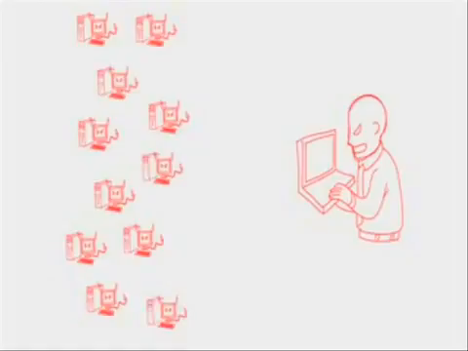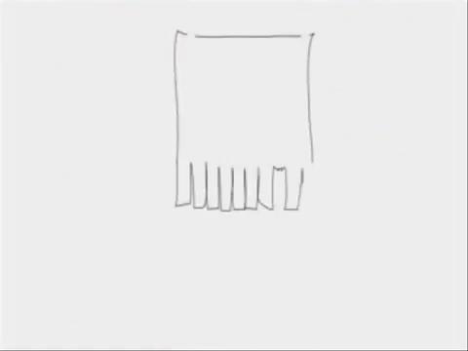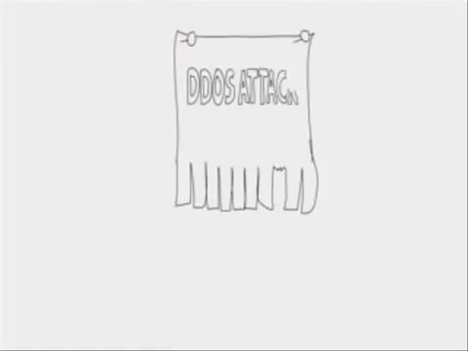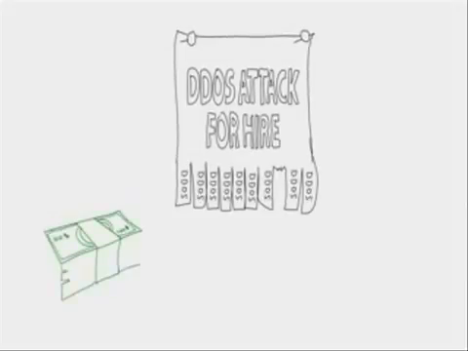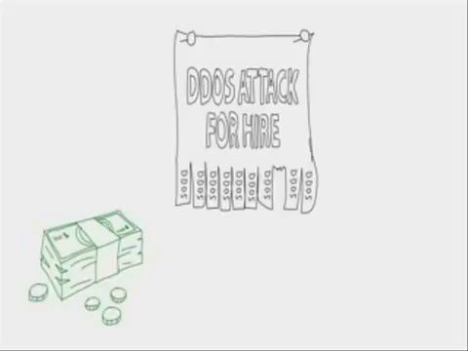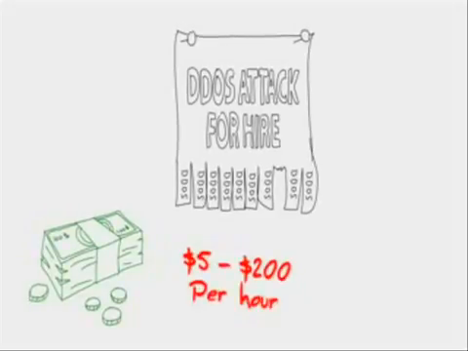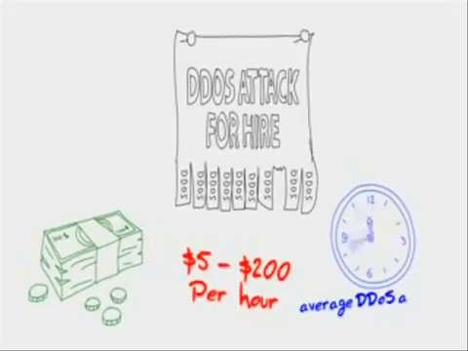Launching a large-scale DDoS attack is not a difficult task to carry out. One doesn't need to create their own botnet, as various pay-for-hire DDoS services are available. Anyone using such a service can launch a powerful DDoS attack on a target of their choice for anywhere from $5 to $200 per hour, depending on the attack size and duration. An average duration of a DDoS attack is about 24 hours.